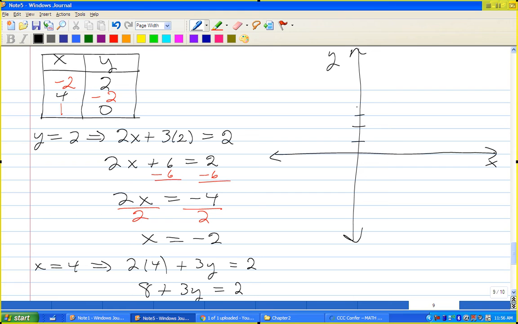Okay, so at negative 2, we're at positive 2. At 4, we're at negative 2. At 1, we're at 0. So let's sketch the graph.